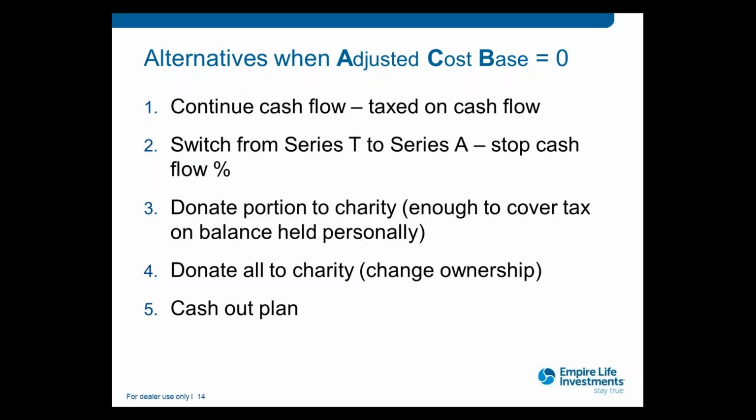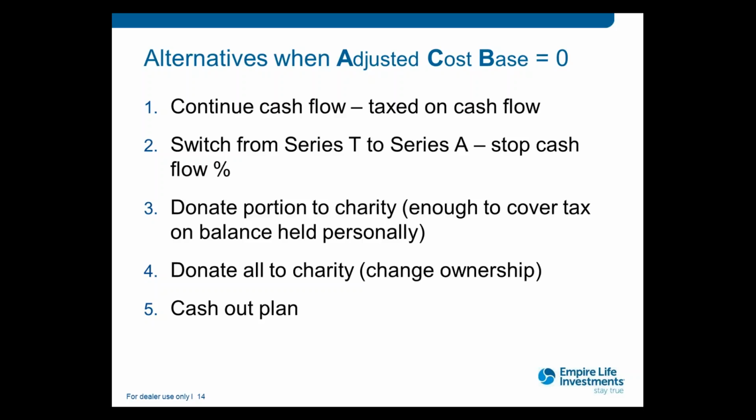You could donate a portion of that money to charity, enough perhaps to cover the tax on the balance of the fund you held personally, so that you could take the rest of it out and not pay any more tax. You can get very, very magnanimous and donate the whole thing to charity by way of a change of ownership. One of the mistakes that some people make when they're donating investments to a charity is they cash in the investment and then they make the donation. When you do that, you can trigger all kinds of tax before you actually make that donation.